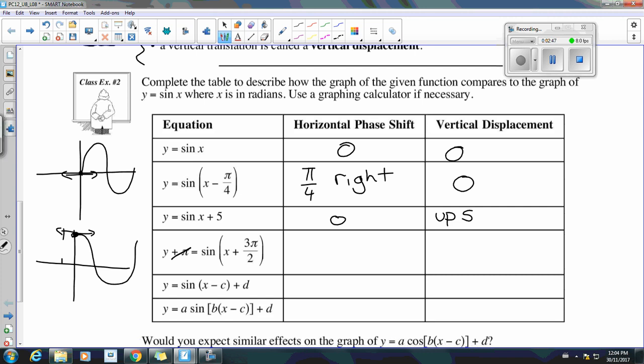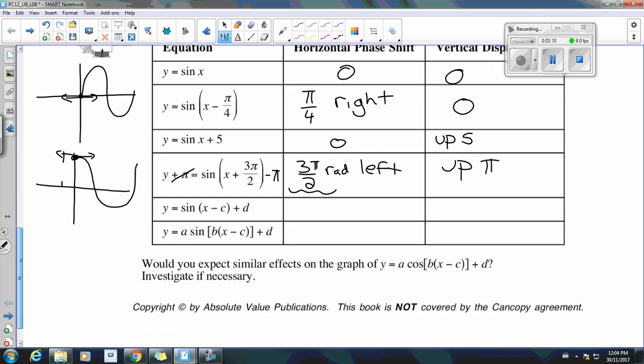Here we can think of it as plus pi on that side or minus pi on this side. So the horizontal phase shift, we have now gone 3 pi over 2 radians left, and we've gone up pi. So the horizontal phase shift is in radians. The vertical displacement is just in that angle there.